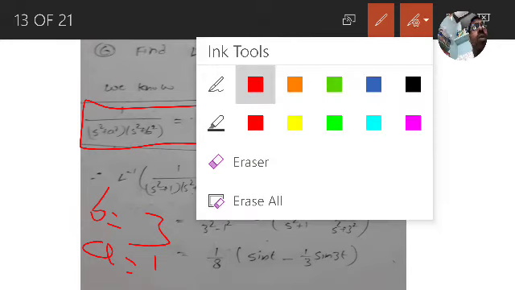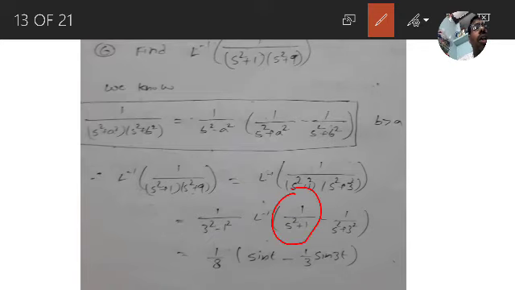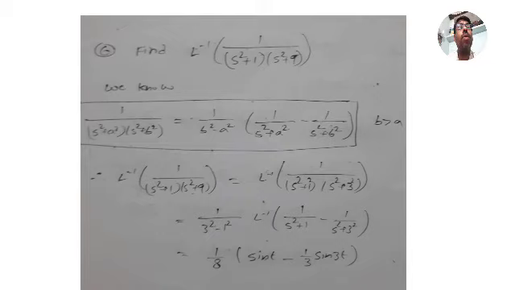Now use the standard formula: L inverse of 1 by s square plus a square. What is that? 1 by a sin at. With a equal to 1, it means sin t. Here, 1 by s square plus 3 square gives 1 by 3 sin 3t. That gives the answer. The answer is 1 by 8, since 3 square is 9, 1 square is 1, and 9 minus 1 is 8. So 1 by 8 into sin t minus 1 by 3 sin 3t. That is the answer. Note it down. Let us go to the next problem.